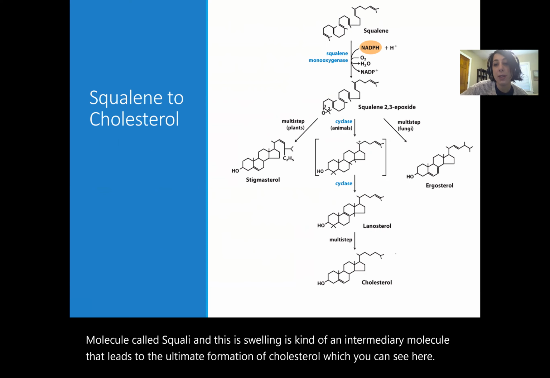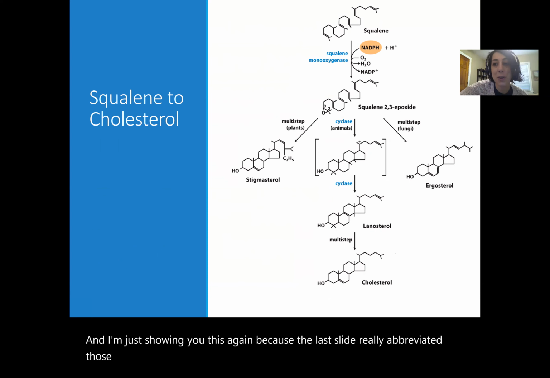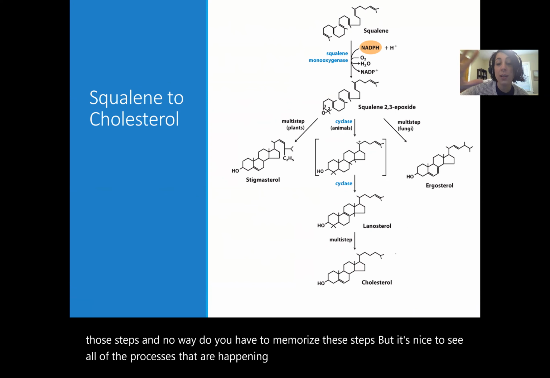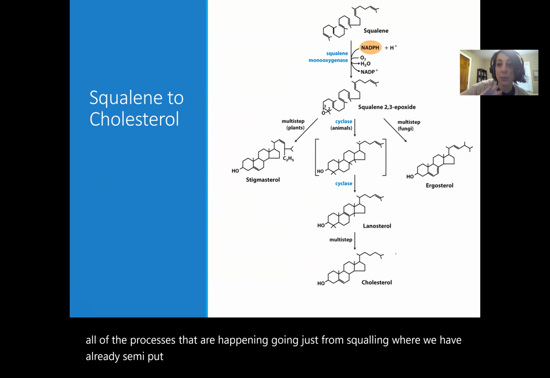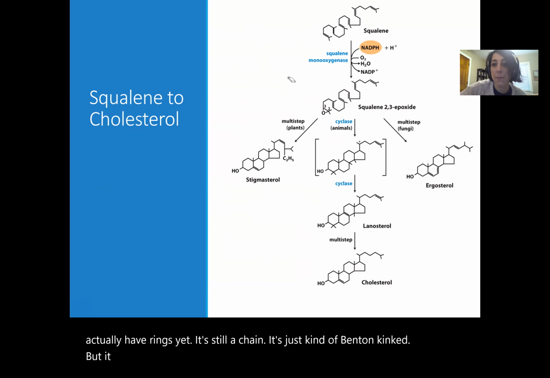And I'm just showing you this again because the last slide really abbreviated those steps. In no way do you have to memorize these steps, but it's nice to see all of the processes that are happening, going just from squalene, where we have already put together these isoprenes. Notice that squalene doesn't actually have rings yet. It's still a chain, it's just kind of bent and kinked, but it is not rings yet.